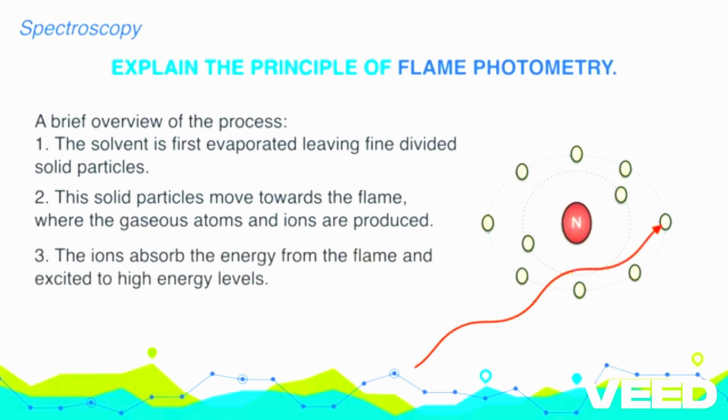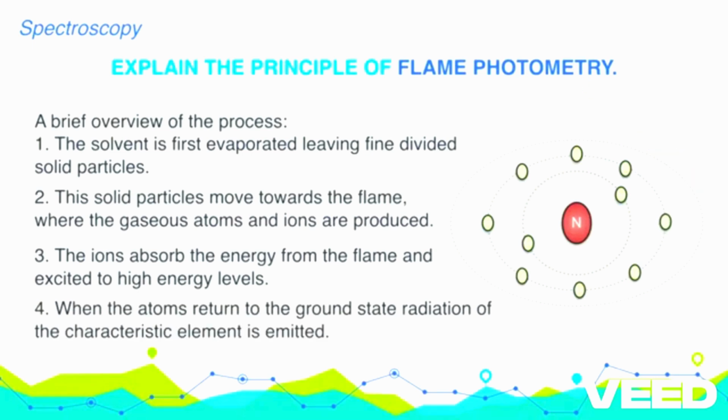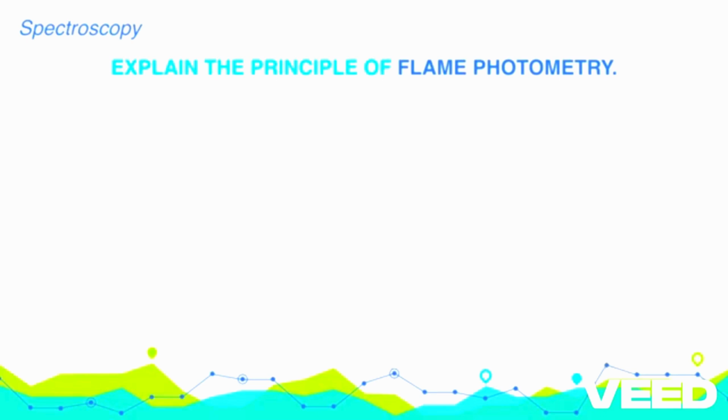The ions absorb the energy from the flame and get excited to higher energy levels. And when the atoms return to the ground state, the radiation characteristic of the element is emitted. And the intensity of the emitted light is related to the concentration of the element.